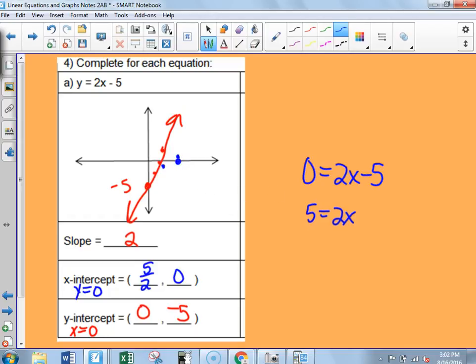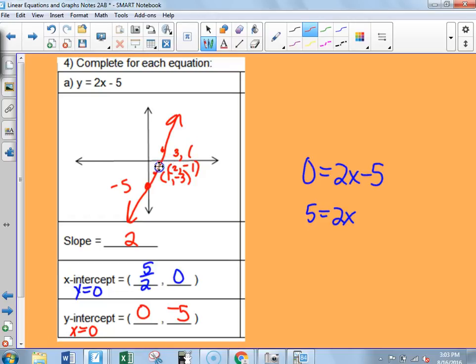What? I don't know, don't listen to me. From -5, if we went up 2 and over 1, we would be at 1, -3. If we went up 2 and over 1, we'd be at 2, -1. So then if we went up 2 and over 1 again, we'd be at 3, 1, yes?